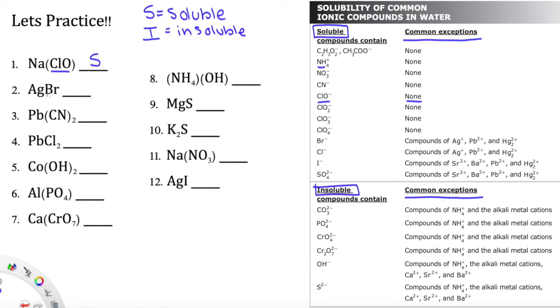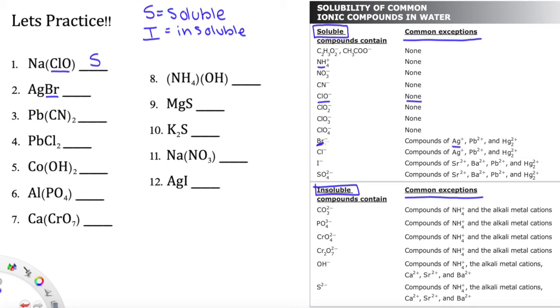silver bromide. So we know that silver is going to be our positive charge, and bromine is going to have to be our negative charge, so we're going to look for the bromide ion. So I'm going to come over here. I'm going to start at the top, work my way down. Oh, there's bromine right there, with the bromide ion. And it's in a compound with silver. Let's see its exceptions. Oh, silver is one of the exceptions.